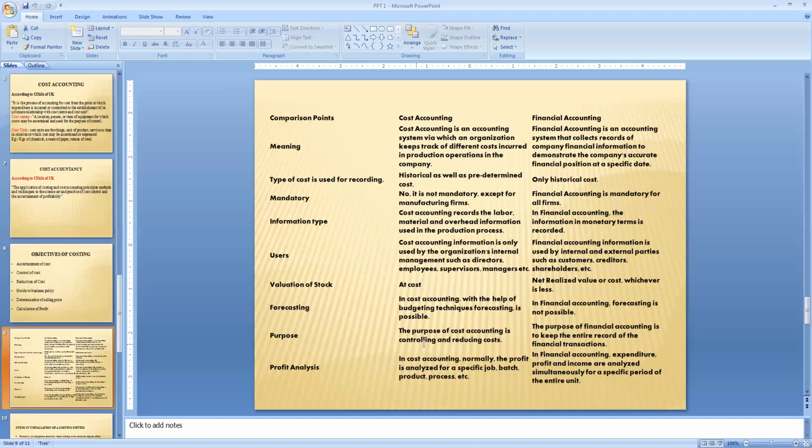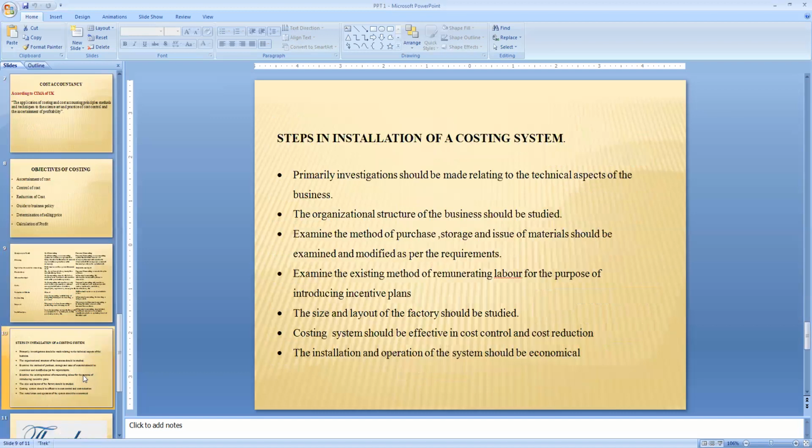And the next, based on the purpose, cost accounting is about controlling and reducing the cost. But financial accounting is not about controlling and reducing cost, because it has to keep the entire record of the financial transactions. In profit analysis, in cost accounting, normally the profits are analyzed for a specific job, batch, product or process. But in financial accounting, expenditures, profit and income are analyzed simultaneously for a specific period for the entire unit. So these are all the differences that we come across.